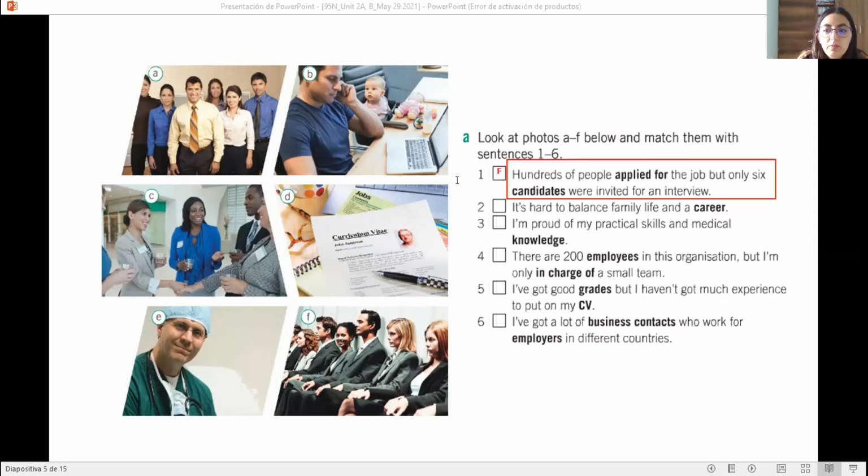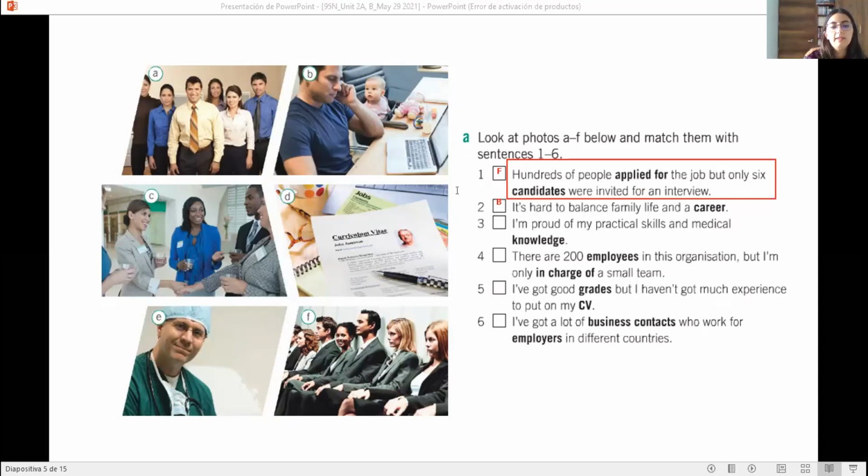So hundreds of people applied for the job. Cientos de personas aplicaron a ese trabajo, pero solo 6 candidatos fueron invitados a las entrevistas. Thank you. Let's move to number 2. It's hard to balance family life and a career. Picture B. Letter B. Thank you, ladies.